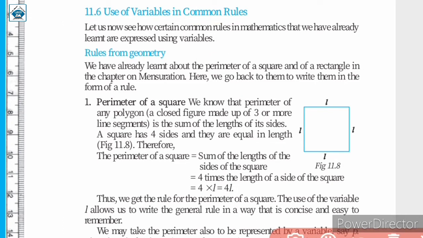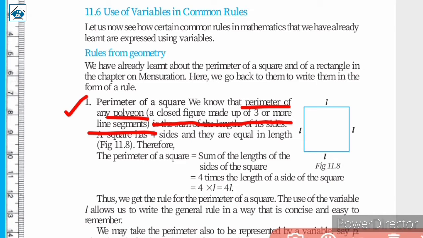So firstly, let us discuss about the perimeter of a square. We already learnt about perimeter of a square and perimeter of a rectangle in the previous chapter, that is chapter 10, mensuration. We know that when we need to find the perimeter of any polygon, that is a closed figure made up of 3 or more line segments, that is known as a polygon. So if we need to find the perimeter of any polygon, we will simply find the sum of the length of its sides. So they are equal to the perimeter.